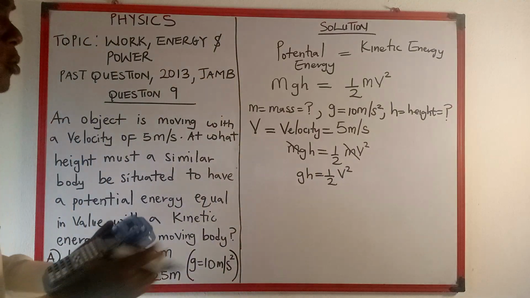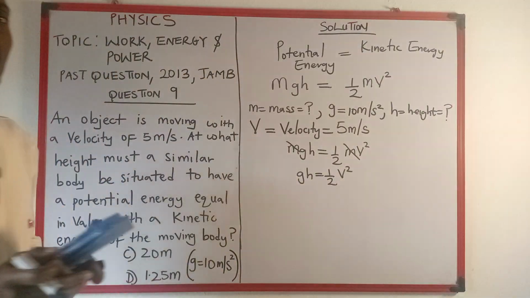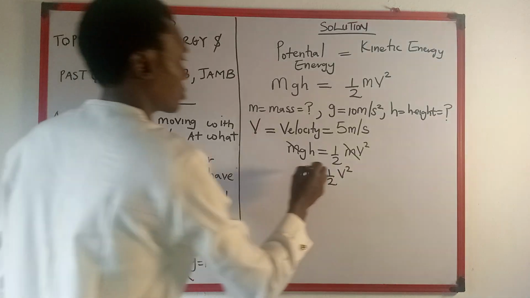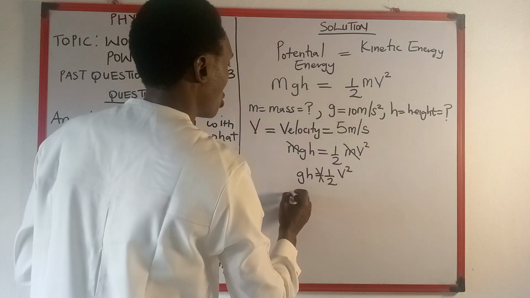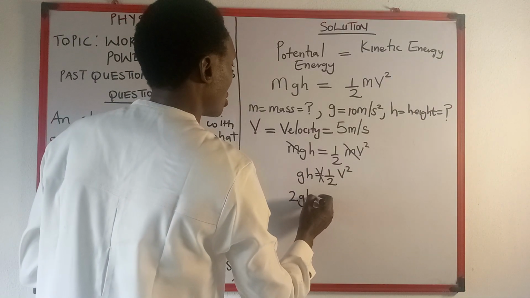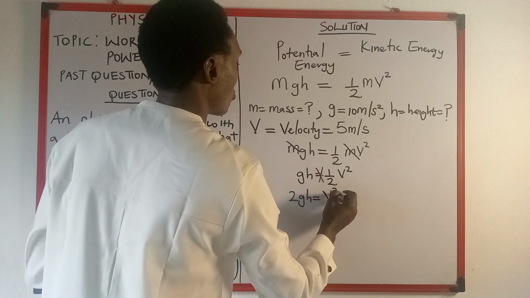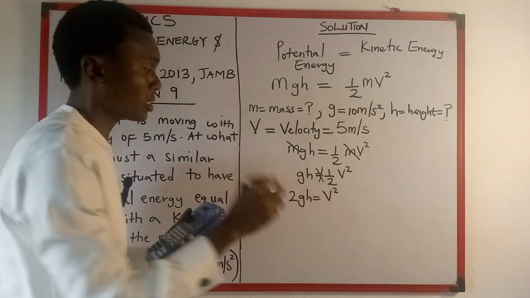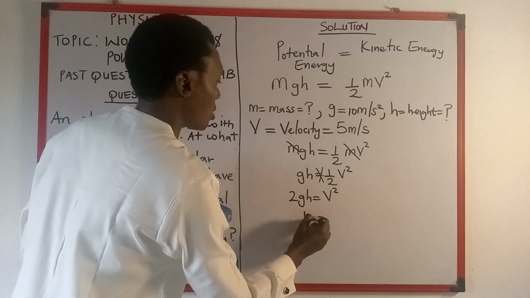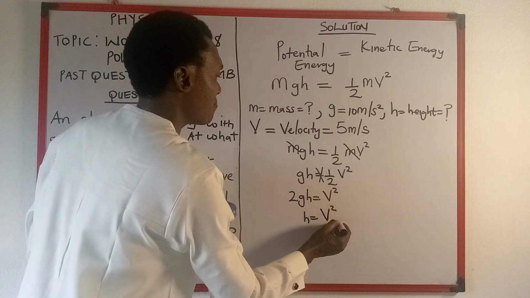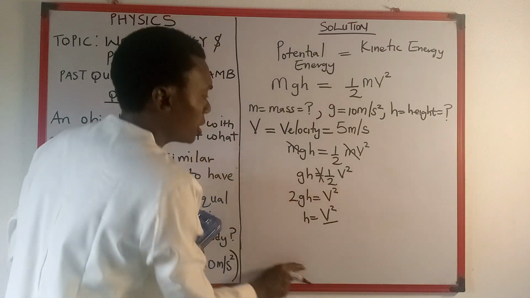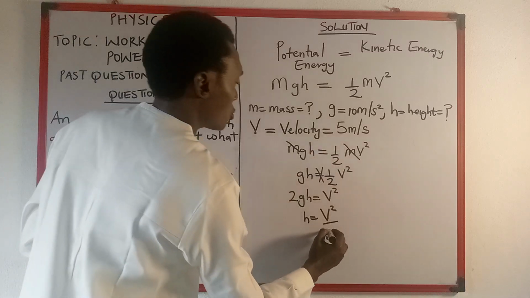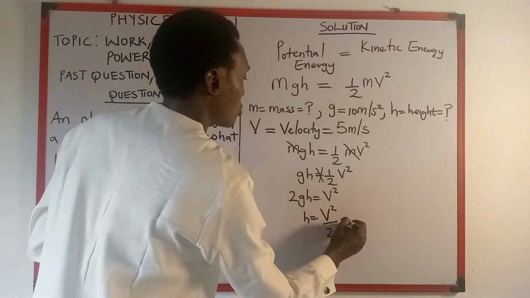So take note, we're looking for the height. If I cross multiply, I'm going to have 2gh is equal to v squared. Now when I make h the subject of the formula, I'm going to have v squared divided by 2g. You bring the 2g under.